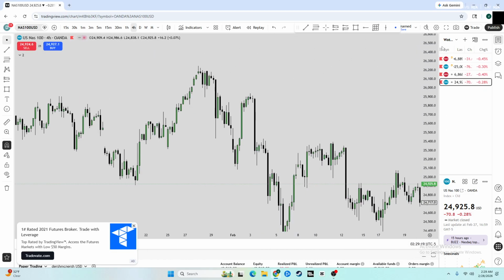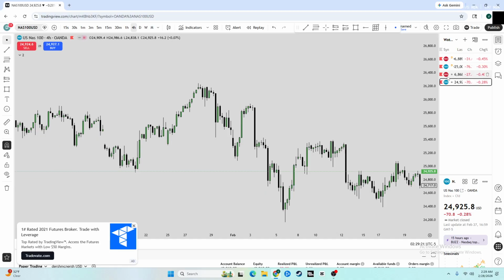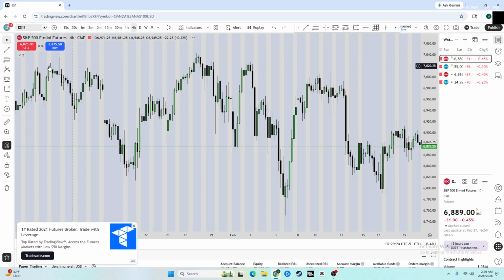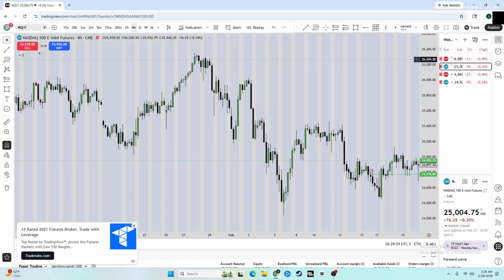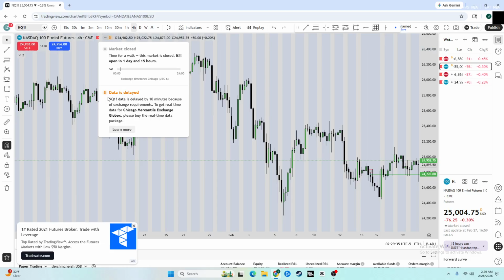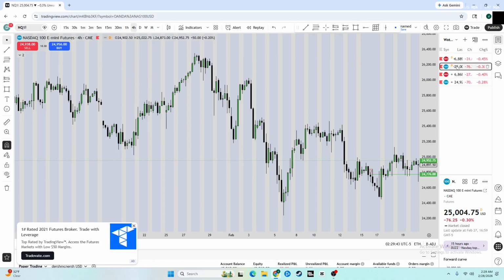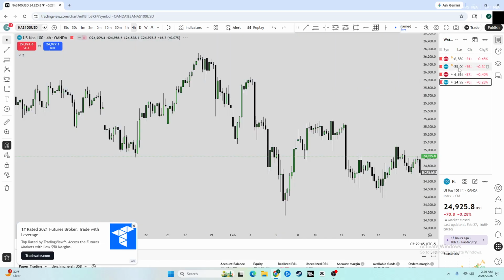So if you don't have real-time data, meaning the S&P 500 E-mini futures and NASDAQ 100 E-mini futures, you'll see it says CME. That's how you know it's real time. Data is delayed because obviously you need to get real time. If you don't have that, you can get these charts right here. Then they look exactly the same.